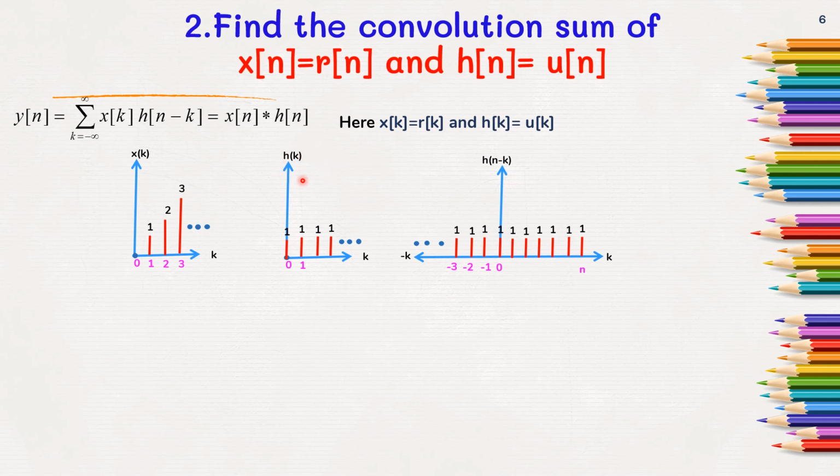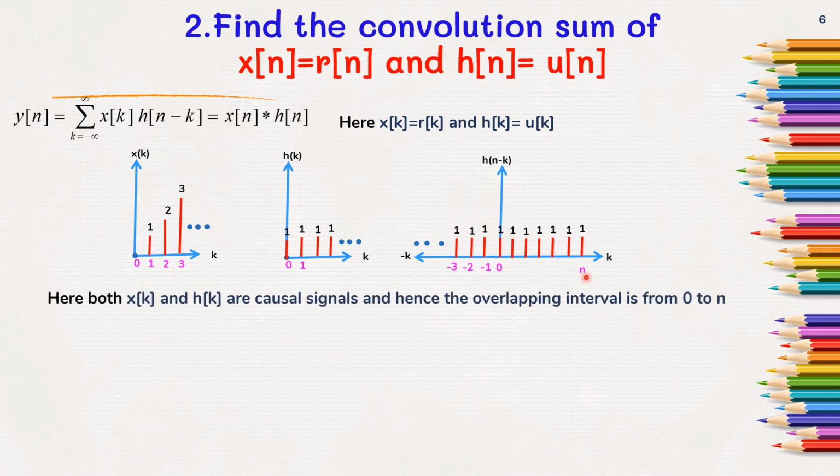You do a folding of h of k and then shift right by n places, right? So I get the sequence like this. Now what I have to do is multiply x of k and h of n minus k, or I find out the overlap. Where will be the overlap? This sequence extends from 0 to infinity, whereas this sequence extends from minus infinity to n. So where is the overlap? The overlap is going to be on the right hand side, from 0 to n, right?